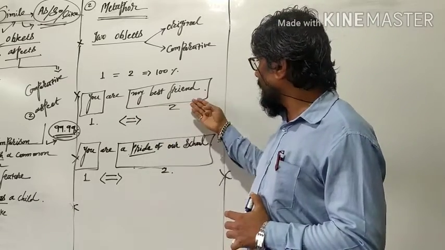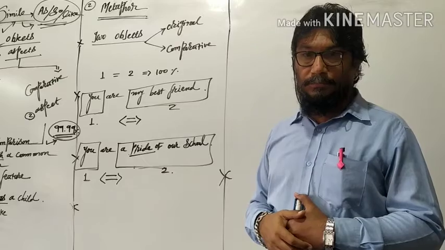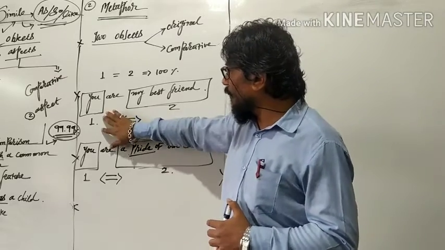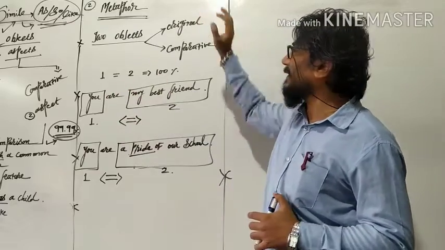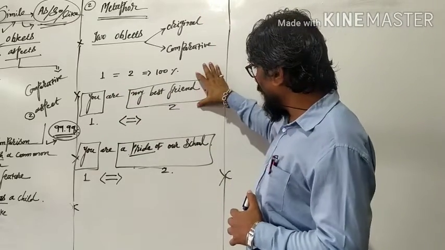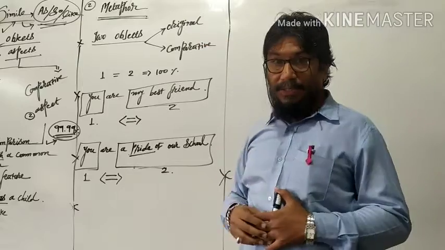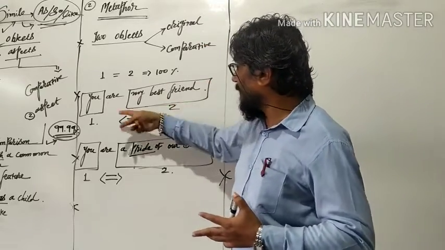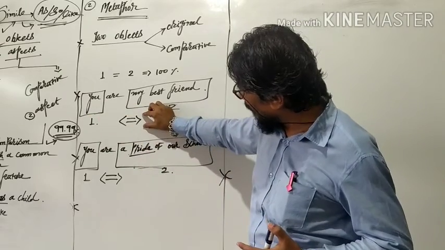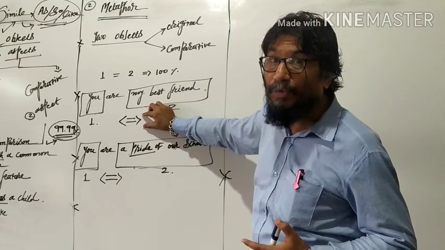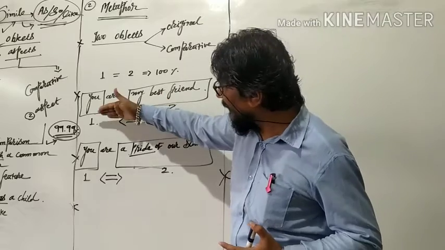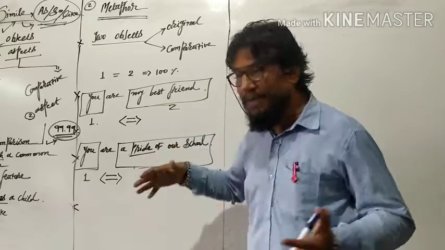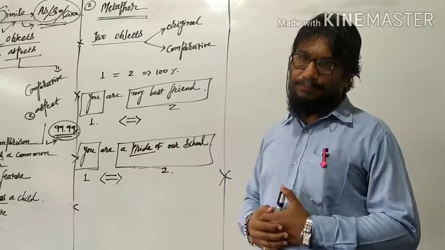We'll move ahead with the example. You are my best friend. You are the original aspect. My best friend is the comparative aspect. But you are my best friend and my best friend is you. So here we have written both ways implied. If you move ahead this side, same. If you move ahead this side, it's the same.